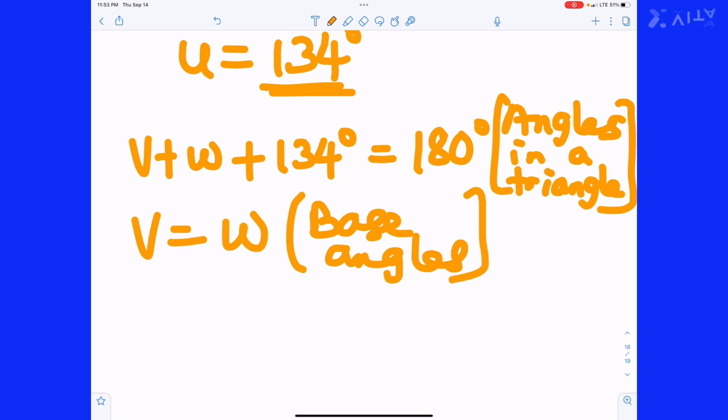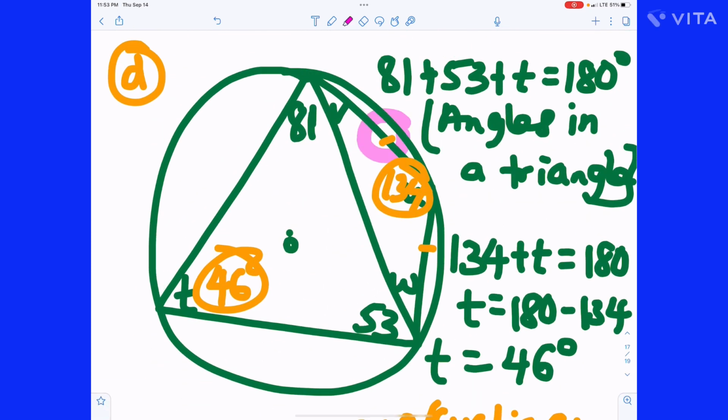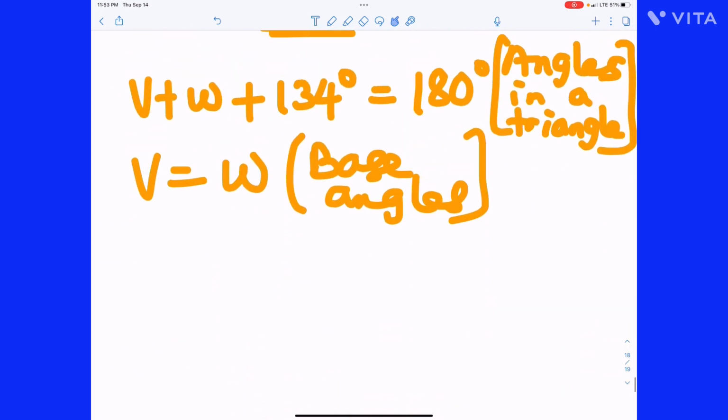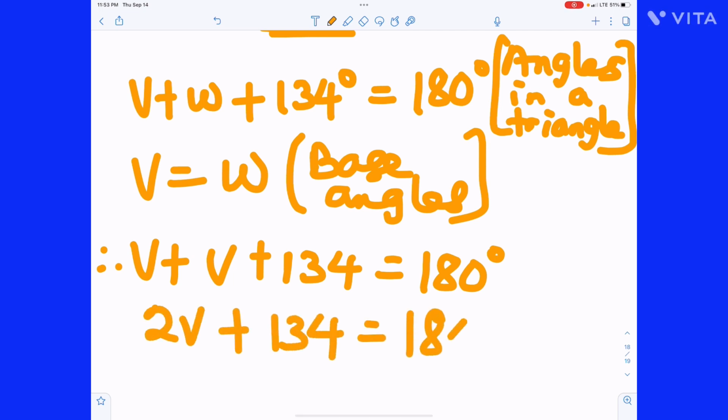We've been told that this side is equal to this side in the triangle. So these two angles should be equal because this triangle is now isosceles. So that means V is equal to W. So I can write V for W. Therefore, V plus V plus 134 is equal to 180. 2V plus 134 is 180.